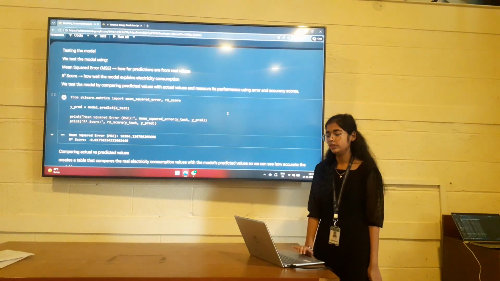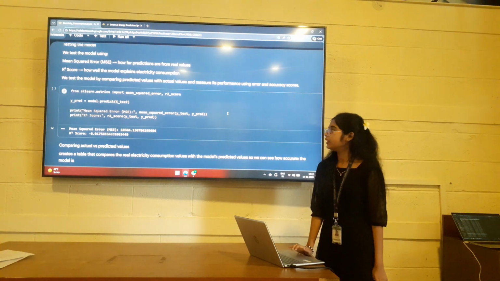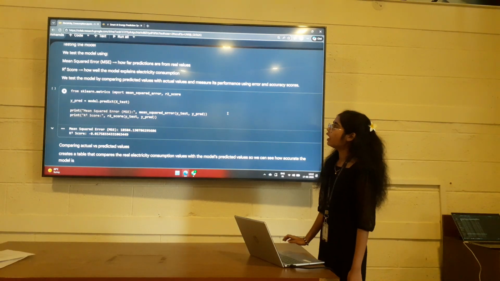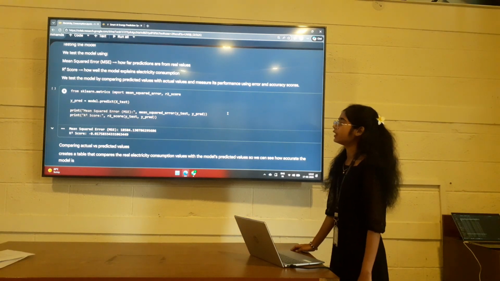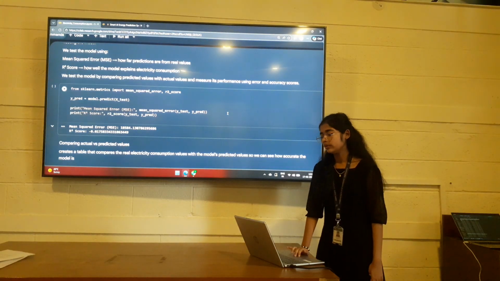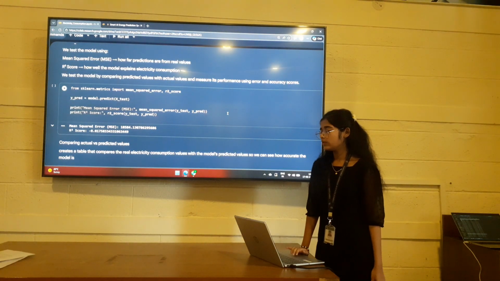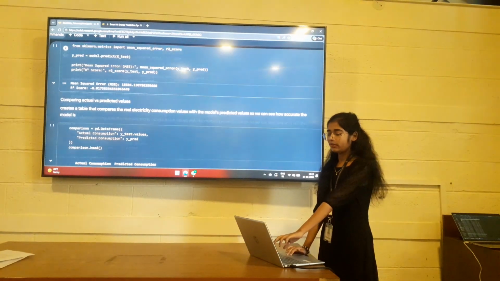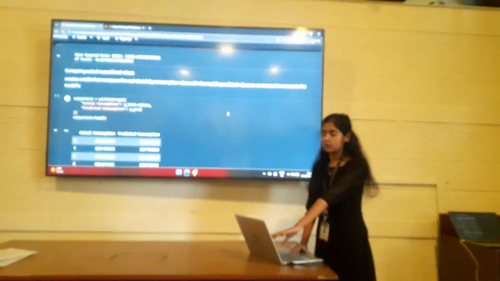Now, testing of the model. I have tested the model using mean squared error, which shows how far predictions are from real values, and R-score value, which shows how well the model explains electricity consumption. We test the model by comparing predicted values with actual values and measure its performance using error and accuracy scores. These are my values of mean square error and R-score.